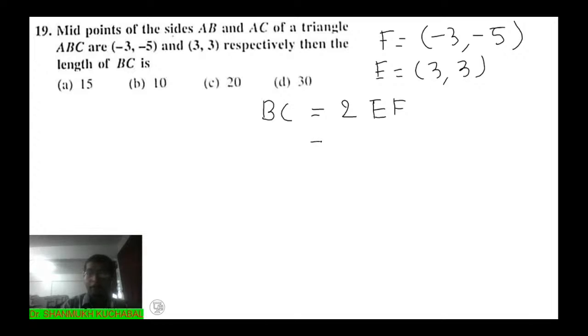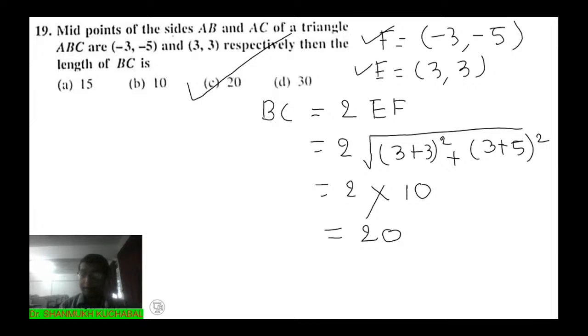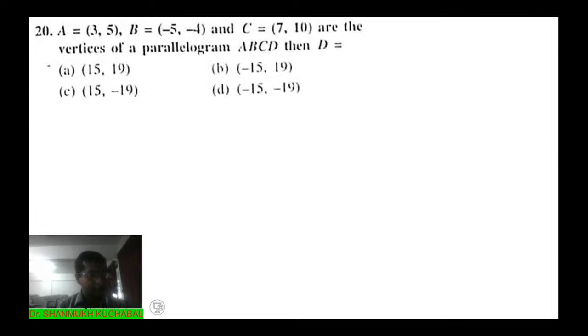So now we keep 2 as it is, and using the distance formula we find the distance between E and F. From the E coordinate and F coordinate, we get 3 plus 3 whole square plus 3 plus 5 whole square. Further, 2 into simplification, we get 10. So 2 into 10 is 20. Therefore option C, 20, is the right answer. Okay, we will move to our next example.